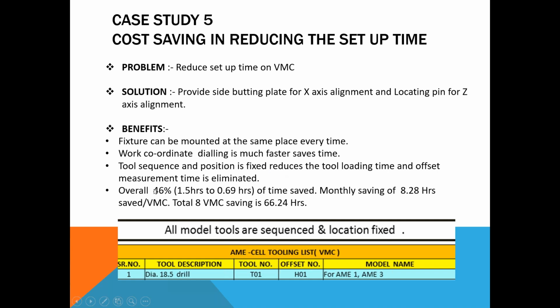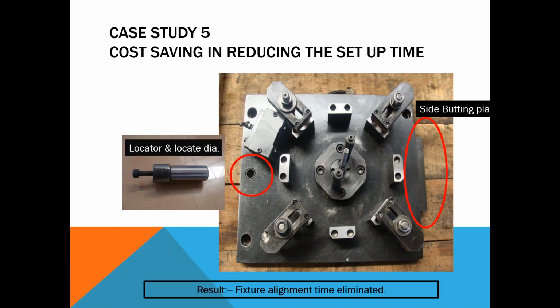Overall what we can save is about 46%, that is setting time from 1.5 hours to 0.69 hours. This much time was saved, a monthly saving of 8.28 hours, and for a total of 8 VMC they could save about 66 hours. We are using their fixture only. These are the different ideas we have to generate to see that your cost is saved.